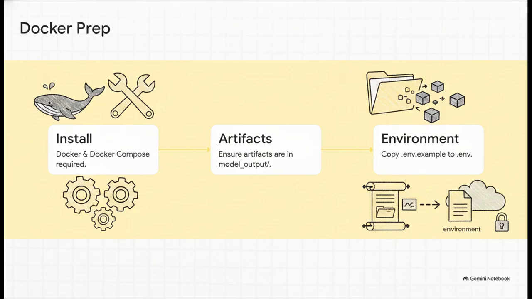To set the stage, the setup instructions lay out a few strict requirements. First, obviously, you need Docker and Docker Compose installed. Second, and you cannot miss this, the FastAPI Docker image expects those newly trained model artifacts to be sitting exactly in that model_output directory we just mentioned. If they aren't there, the build completely fails. Finally, you just copy the provided .env.example template to create your active environment config.